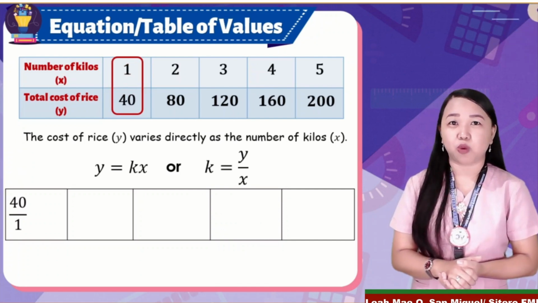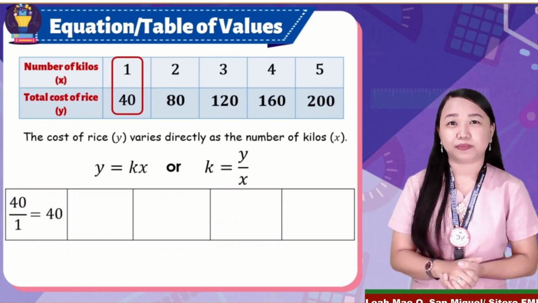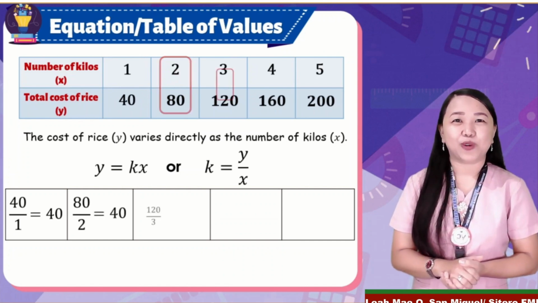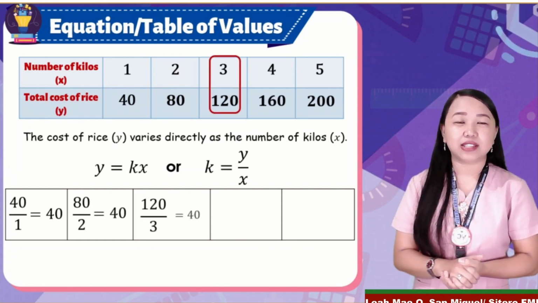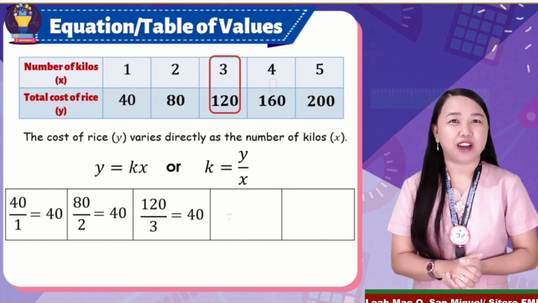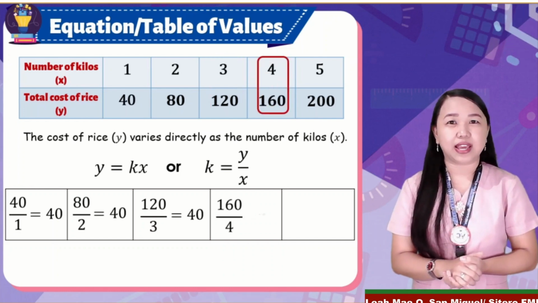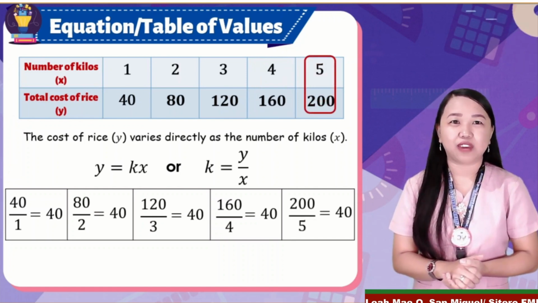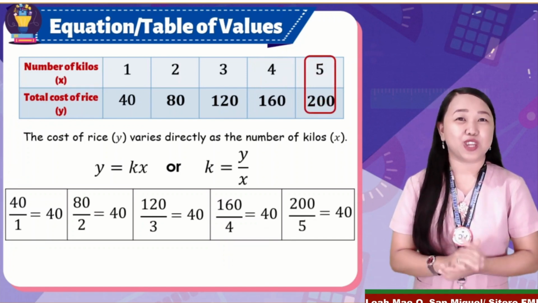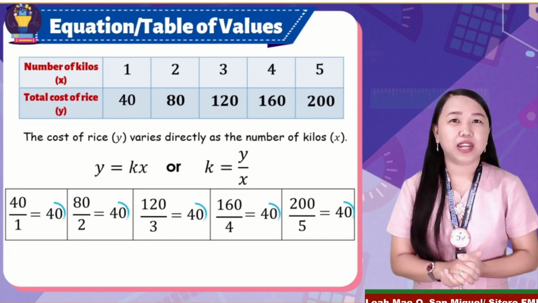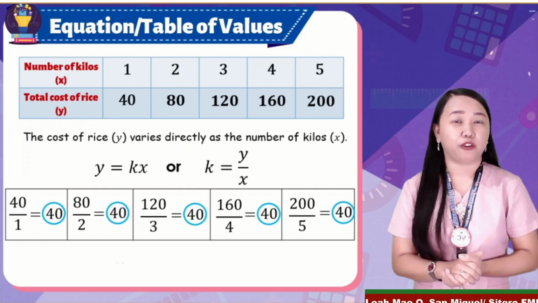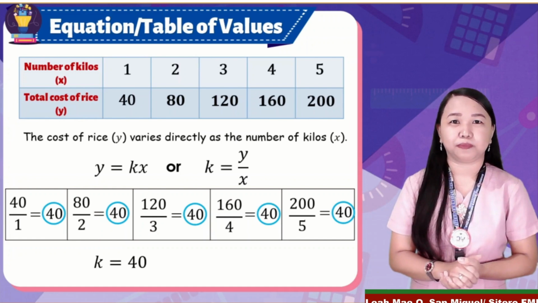40 divided by 1 is 40. 80 divided by 2 is 40. 120 divided by 3 is 40. 160 divided by 4 is 40, and 200 divided by 5 is 40. The quotient of y divided by x is constant, which is 40. Therefore, the constant of variation is 40.